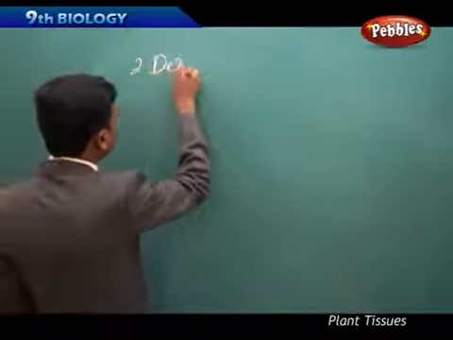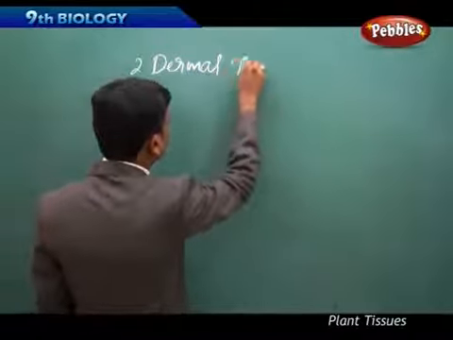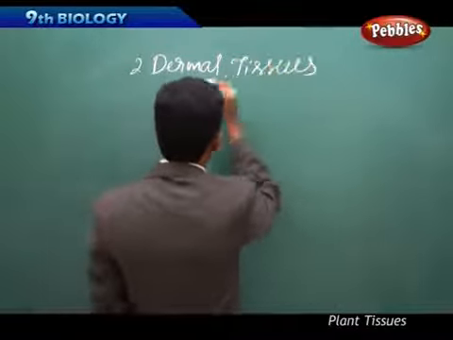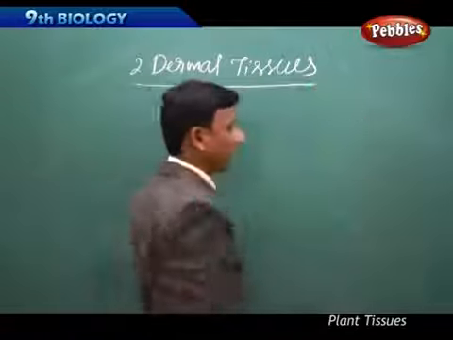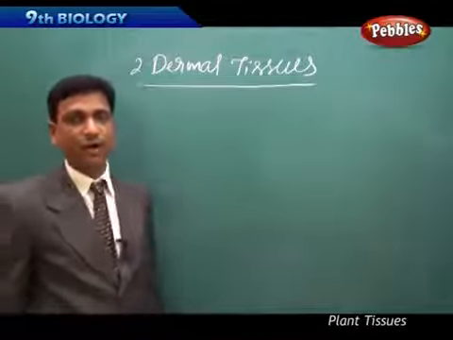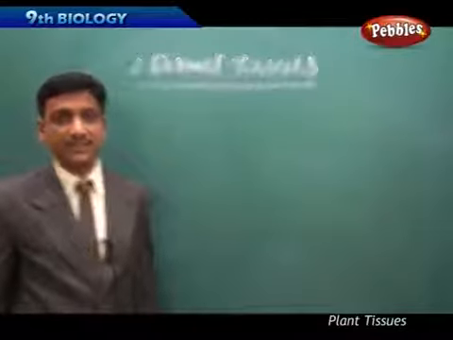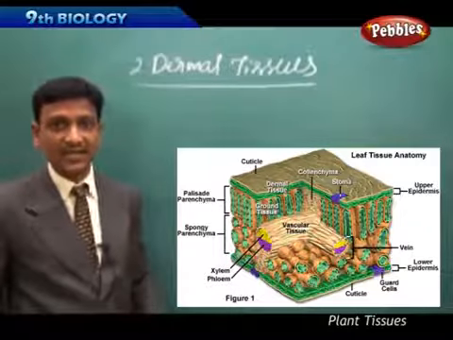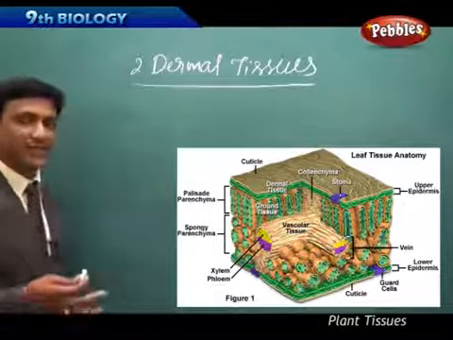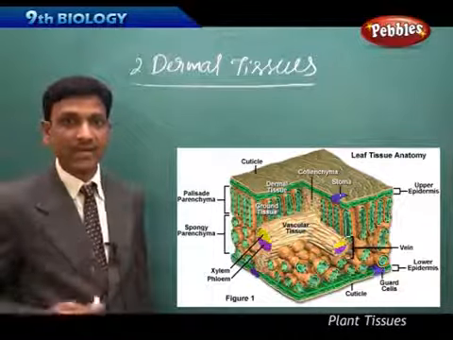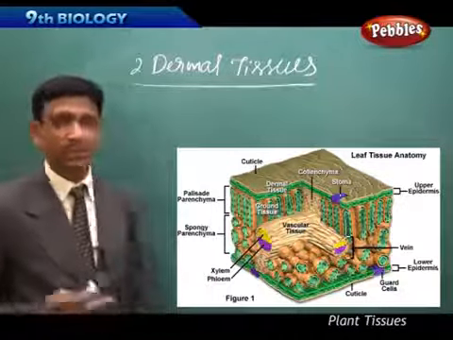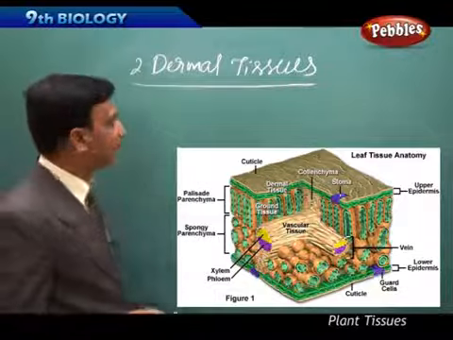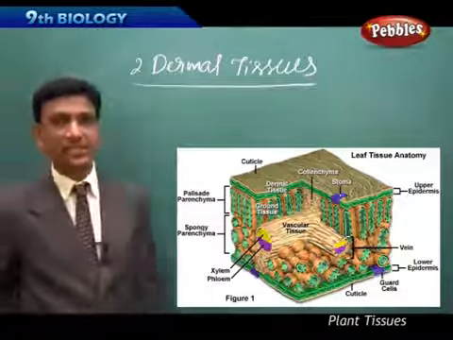Okay, so we learned about the meristematic tissues. Now we see the second one, dermal tissues. So what are dermal tissues? These are the tissues that form the covering of a plant. Just like how we have our skin, dermis, like animals and humans have skin, in the same way plants also have some kind of protective covering. The main function of these tissues is protection. The protective covering of plants is called dermal tissues.